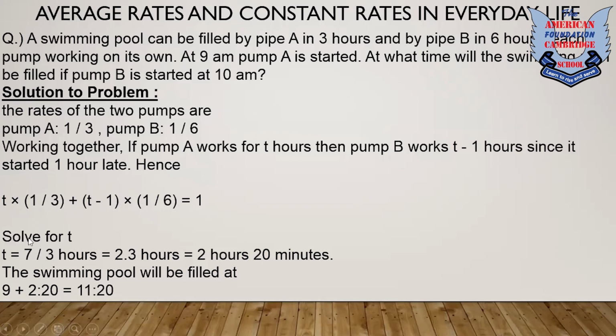Okay, moving on. We'll solve for T since T is the unknown variable. T is the time at which the swimming pool is to be filled. We'll solve for T. After we separate T, we get 7 upon 3 hours, which we divide using a calculator or simple division, and we get 2.3 hours. That means 2 hours and 20 minutes.